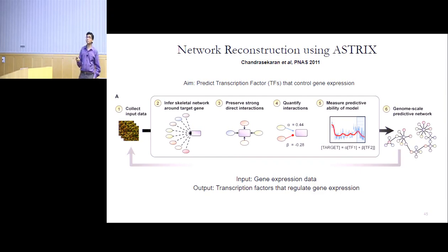So the way ASTRIX works is that it takes in transcriptomics data, and then tries to come up with a mathematical model that connects the expression of a target gene of interest to its corresponding transcription factors. The way it does this is by using two different statistical techniques. The first is mutual information. What mutual information does is it measures the correlation between two genes' expression levels. So let's say these two genes have very similar expression patterns across multiple conditions, then ASTRIX would say that there is an interaction between a transcription factor and a target gene.